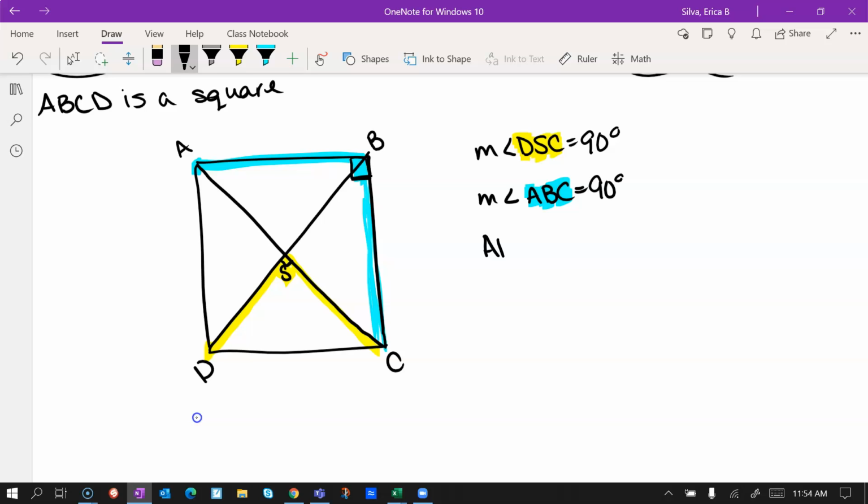So what if I said that AB is equal to 8, then DC is equal to what? So we've got AB is 8. So then what is DC? It's 8 as well.